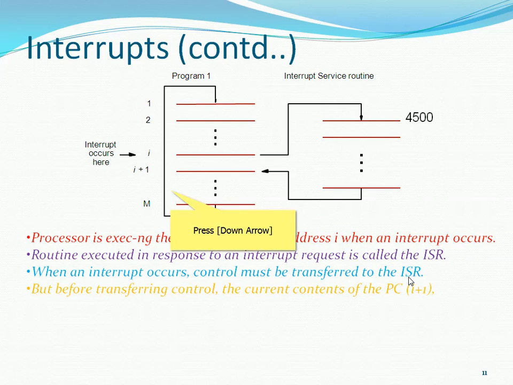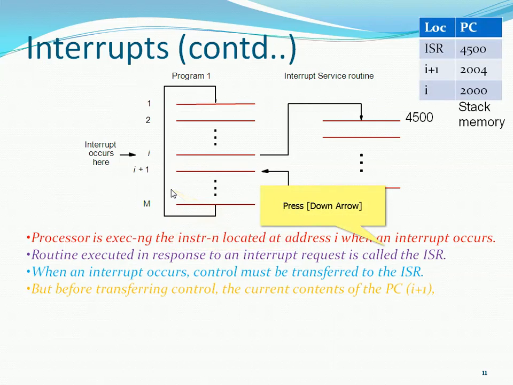But before transferring the control, the current content of the PC, that is I plus 1, will be stored on the stack memory. Let us assume that this is a stack memory. Let us assume that the ith instruction address is 2000 and the I plus 1 instruction is 2004, if 4-byte machine instructions are assumed. So the ith instruction address is 2000 and the I plus 1 address is 2004, right?